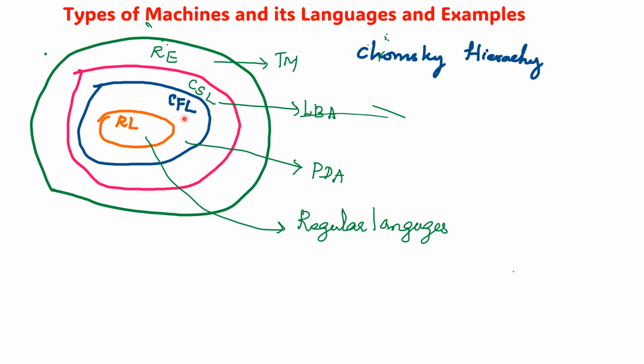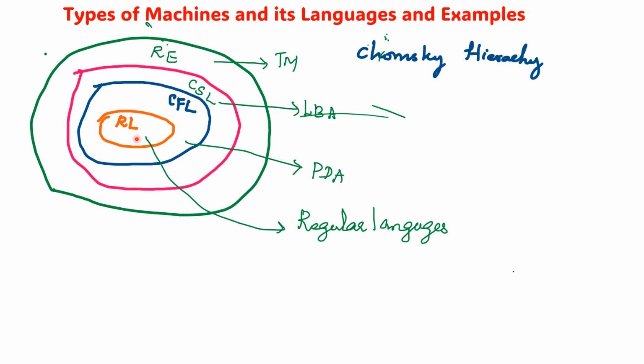And the next one is context free languages. Here the machine is called a pushdown automaton. Here we can handle a limited amount of memory, and they introduce the stack. We can call this grammar type 2. Almost all programming languages are constructed based on context free grammar as well as context free language.